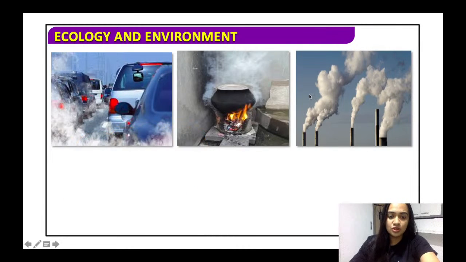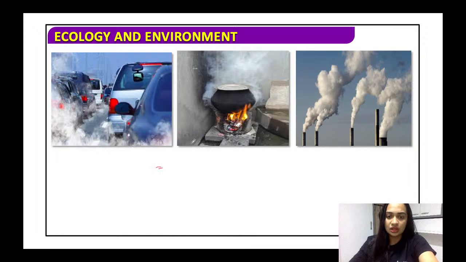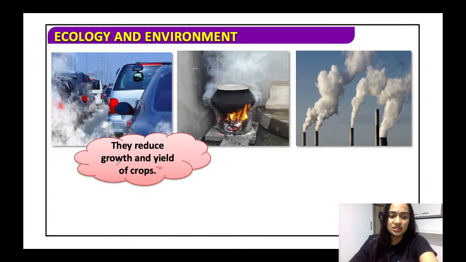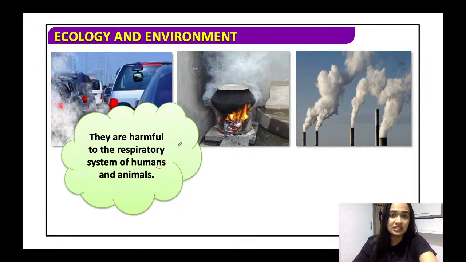So air pollutants, basically they will cause injury to all the natural and or living organisms. Fine. So they reduce the growth and the yield of crops. ये इसका एक effect है. ये crops को directly बहुत affect करता है, and if crops are affected, it will basically affect us because crops are the basic thing we depend on for food. Indirectly we depend on the entire food on the basis of the crops, and they are harmful to the respiratory system of the humans and the animals.